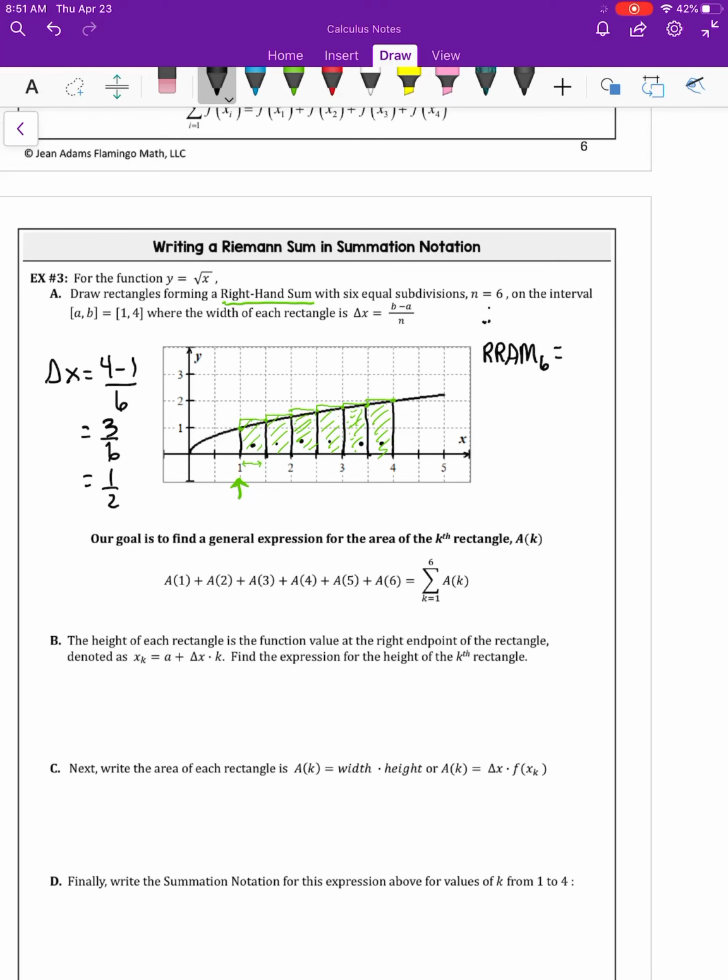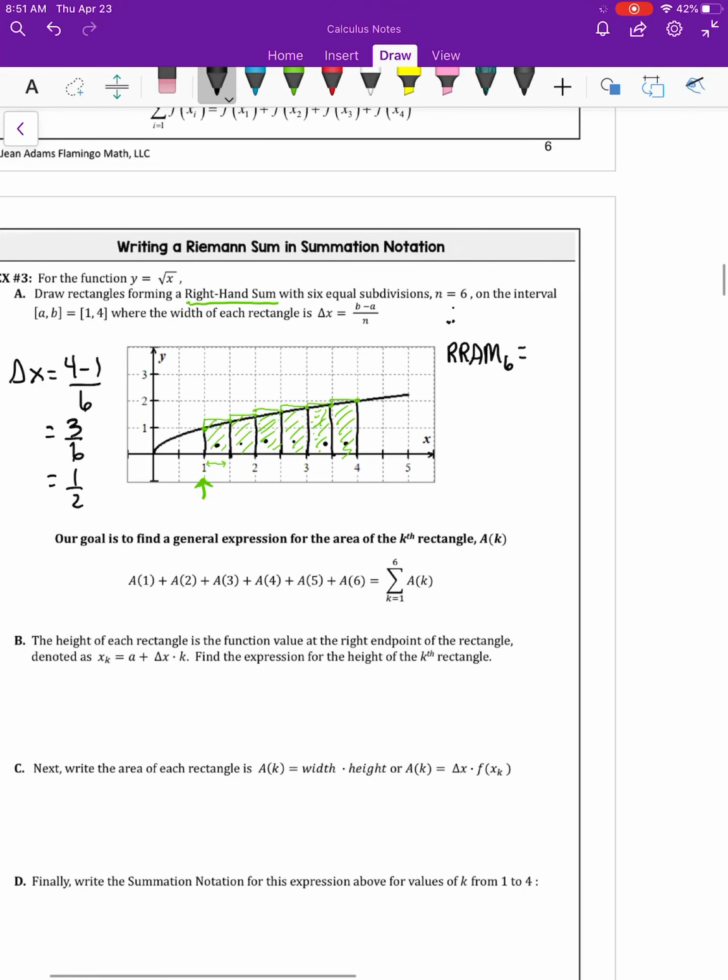So our goal is to find a general expression for the area of the kth rectangle, A sub k. Well, I have not finished this part A yet.